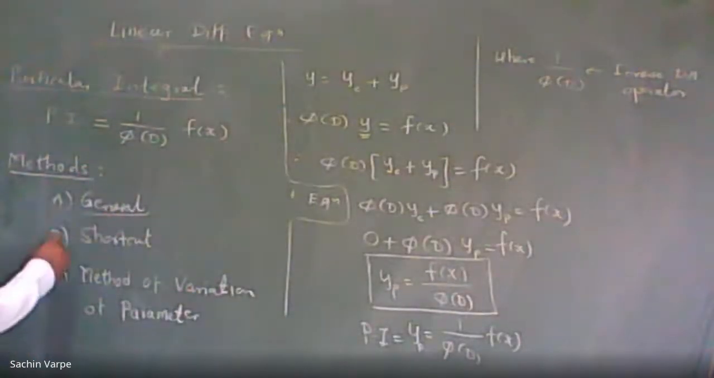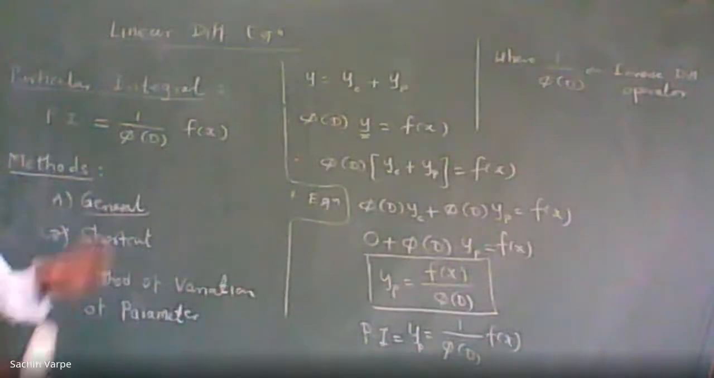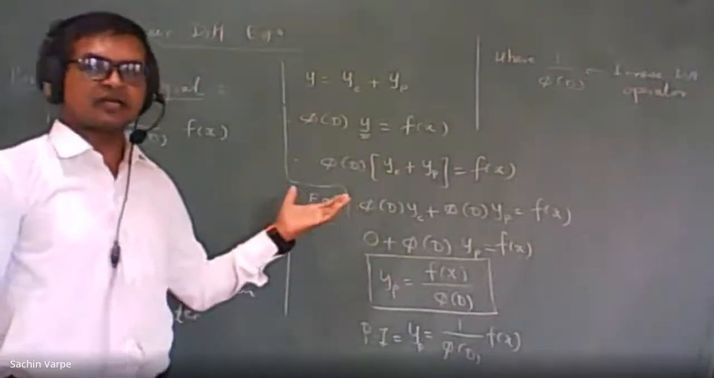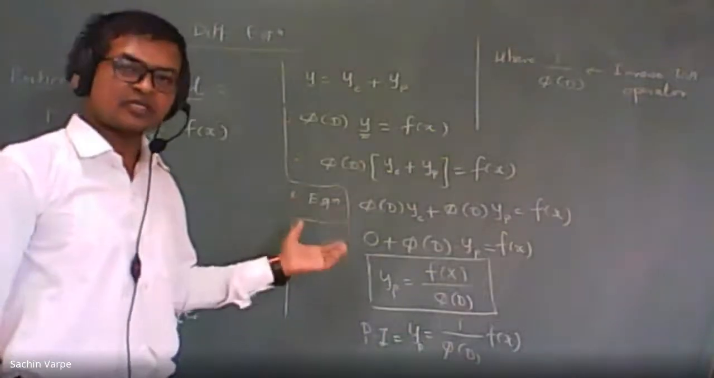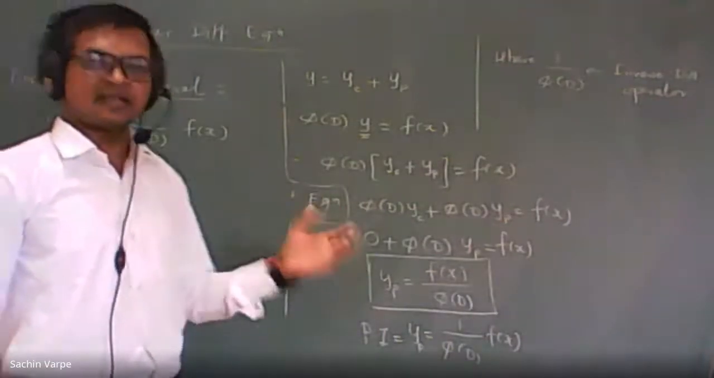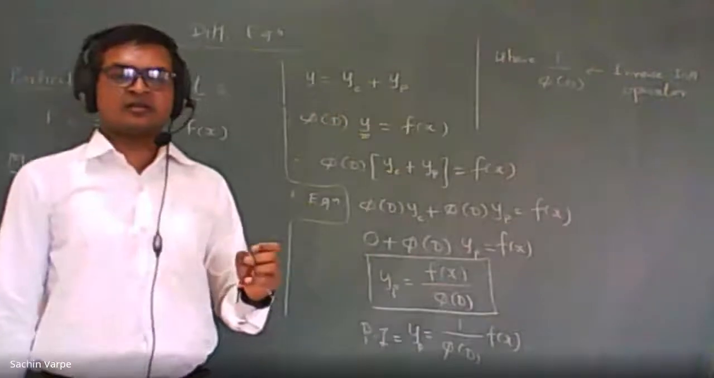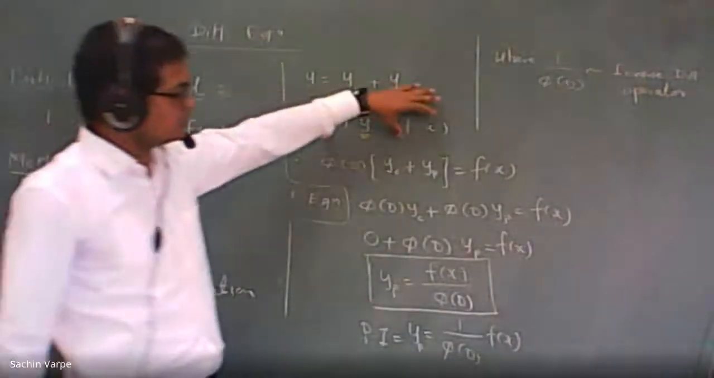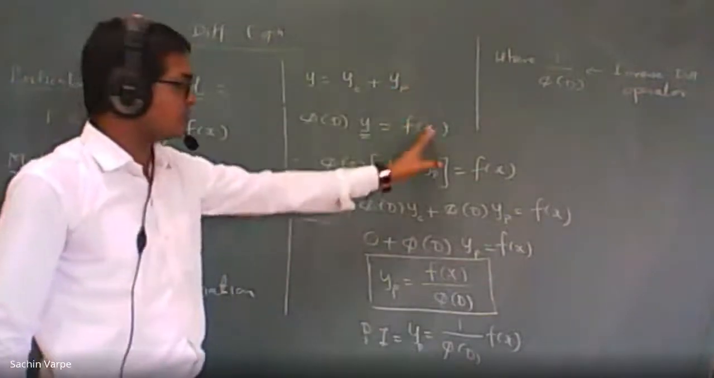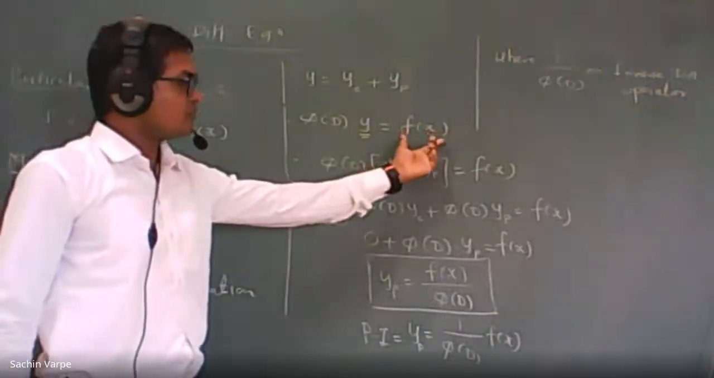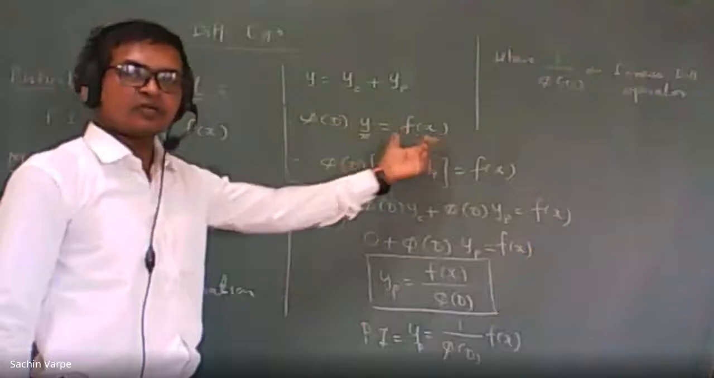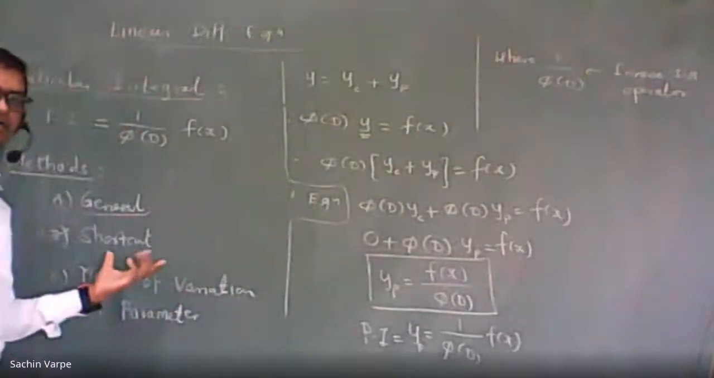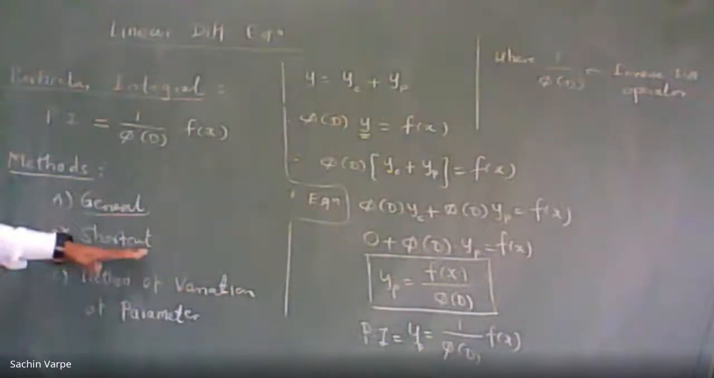Now the shortcut. Shortcut means we have some formulas by which we can directly get the value of the particular integral. That is why the name is shortcut method. But again, there are some restrictions on shortcut, because only if the right hand side function f of x is of a special type can we have a shortcut to find the particular integral. So there are restrictions on shortcut.